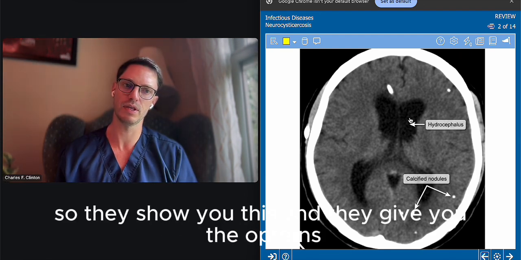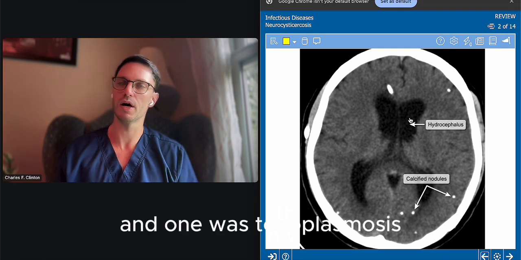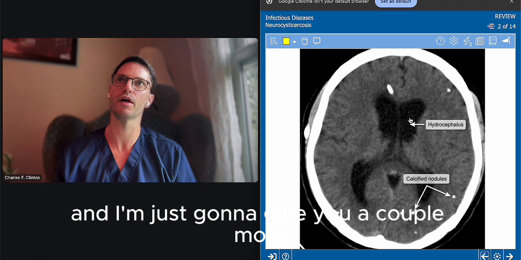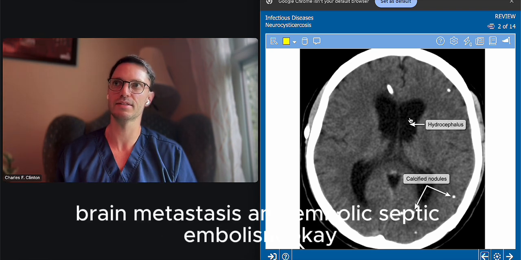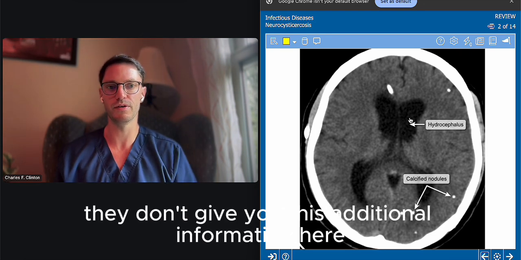So they show you this, and they give you the options, and the main choices that I had difficulty between were one was toxoplasmosis, another was neurocysticercosis, and I'm just going to give you a couple more. Another one was tuberculosis, brain metastasis, and septic emboli. Okay, so just looking at the image, of course, on the quiz mode, they don't give you this additional information here.